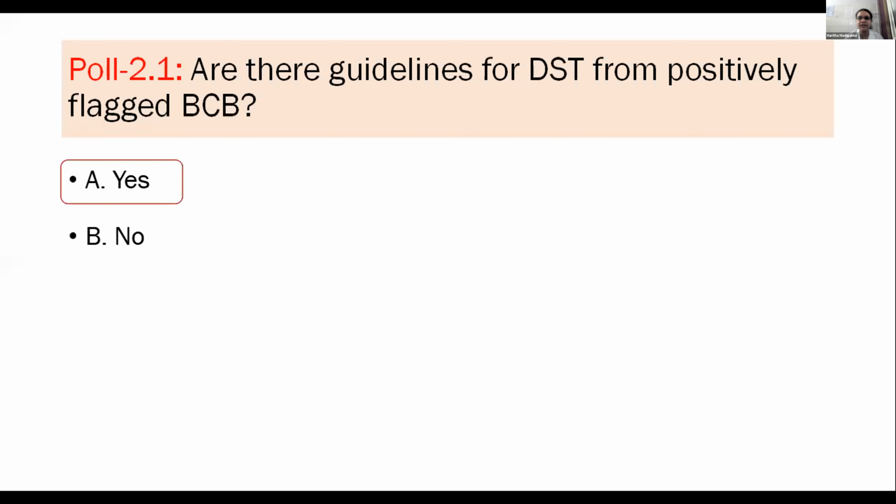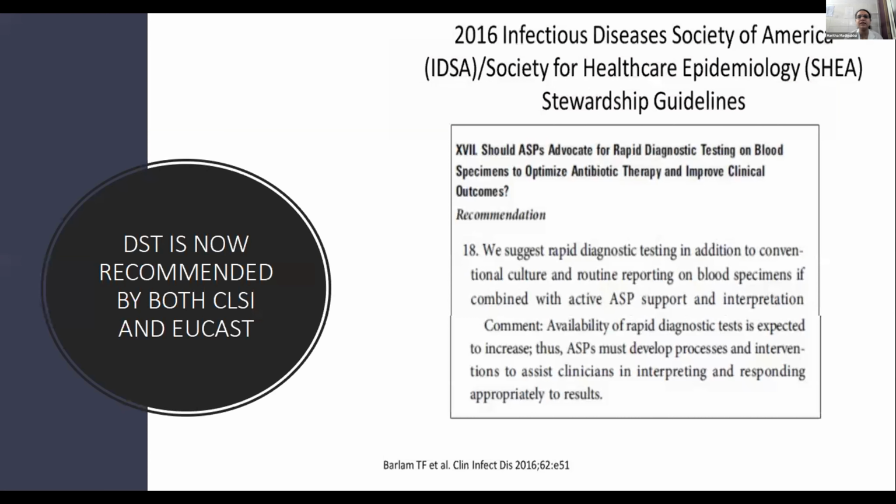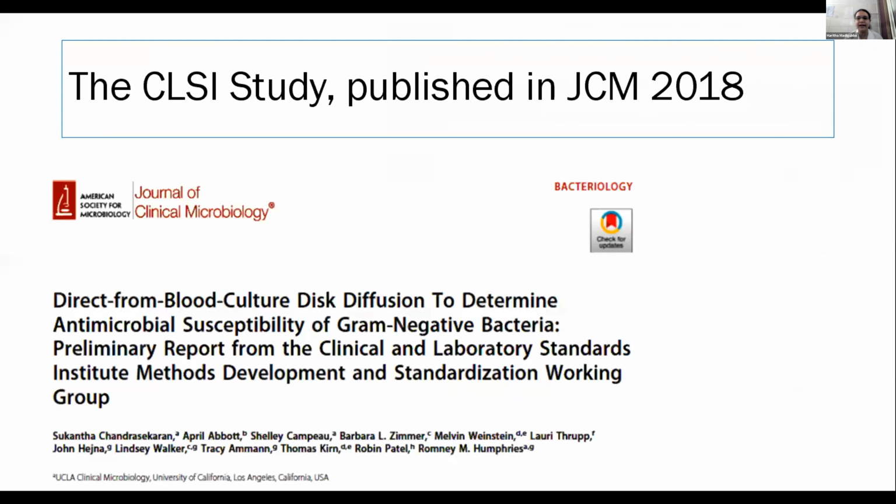So now we'll be learning about what guidelines are given in CLSI and what the differences are between the CLSI and EUCAST guidelines for the DST. Now, this DST is recommended by both CLSI and EUCAST, and IDSA has also given a few guidelines. Even IDSA says that the direct susceptibility test has to be done for proper antimicrobial stewardship guidance. Next, there is a CLSI study published in JCM 2018. It tells about direct-from-blood-culture disk diffusion to determine the antimicrobial susceptibility of gram-negative bacteria.